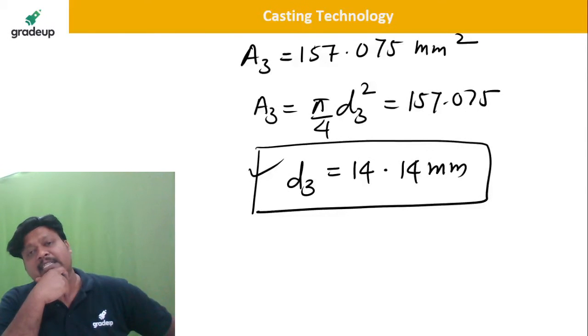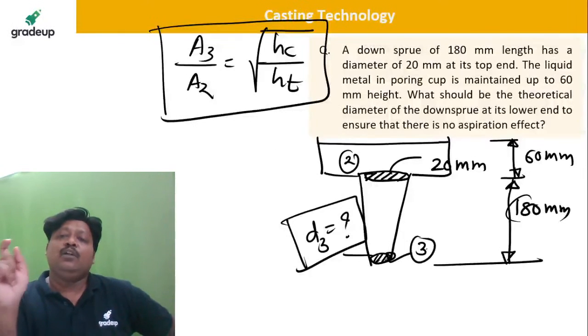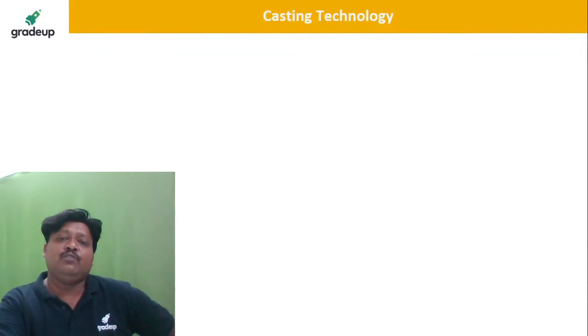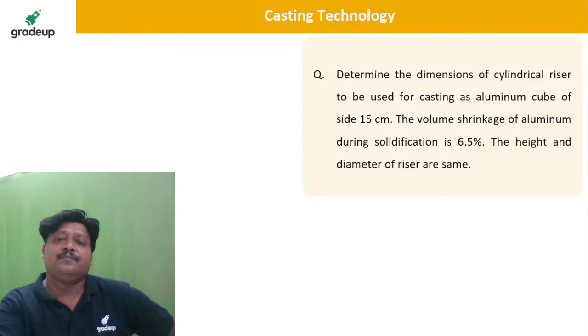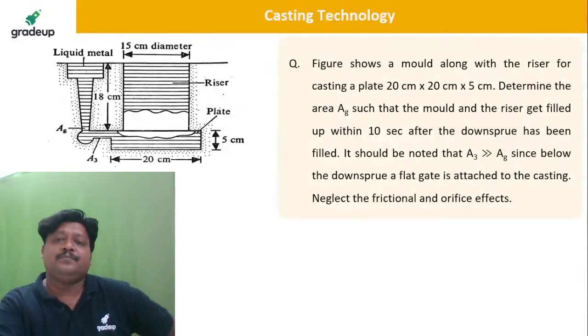Yes, that is correct. D3 is 14.14. That's the same thing they are asking. What is D3? At lower end the diameter they are asking. Very good. 14.14, that is the correct answer. Let me check. Can you solve this question?